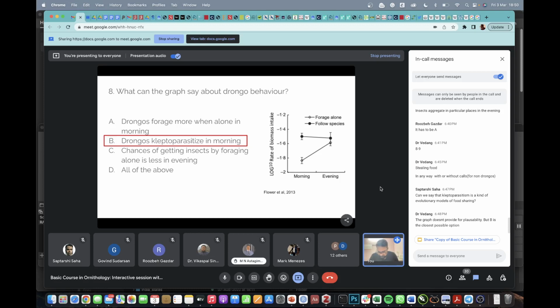Yeah, Govind, you were saying something. Sir, I didn't quite get the graph. Could you explain the parts of the graph? Okay, so the graph doesn't provide for plausibility, but B is the closest possible answer.